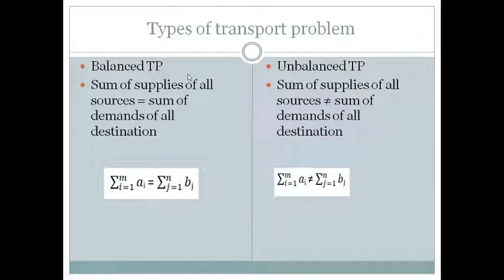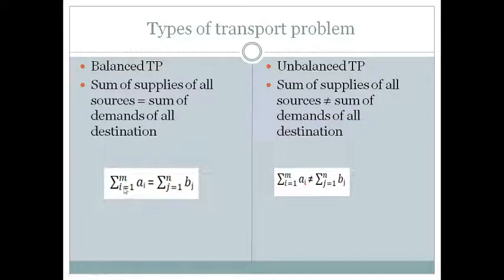One is called the balanced transport problem, and another is the unbalanced transport problem. What is the balanced transport problem? The total number of supplies should be equal to the total number of demands, meaning the sum of supplies of all sources should be equal to the sum of demands of all destinations. Mathematically, this is the symbol represented here.